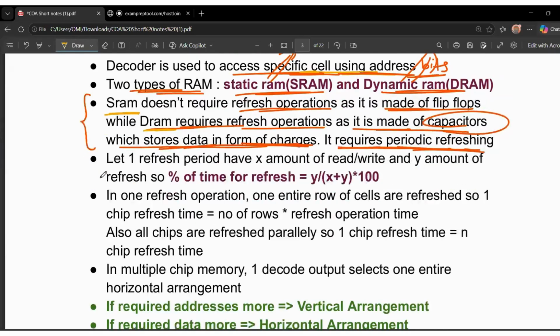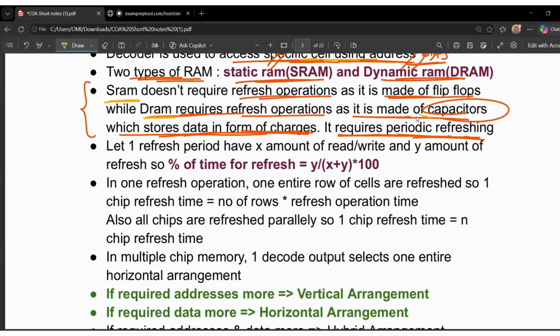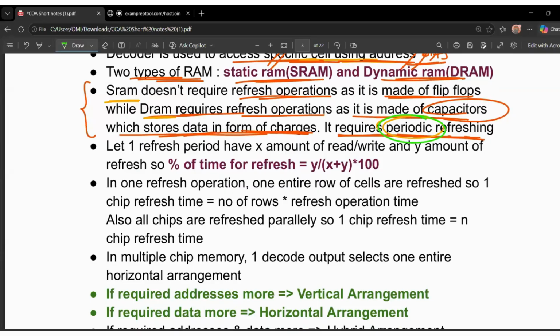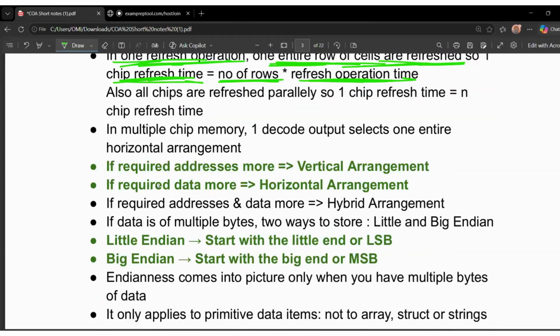Then the concept of refreshing is important, as there are 3 or 4 PYQs on the refreshing topic. We have seen that in one refresh operation, one entire row of cells is refreshed. So what is the one chip refresh time? It is the number of rows times the refresh operation time, for one entire chip. We have seen this.